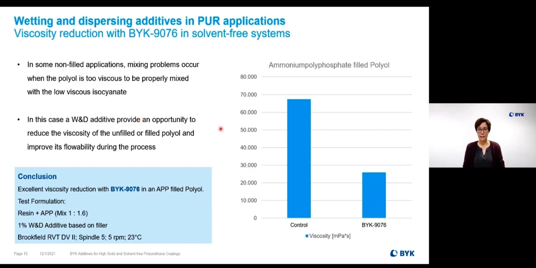You can see very easily that you achieve a lower viscosity with using BUC 1976, as compared to the control, which is here left-hand side. Also here, the focus was on the processability, which was achieved with 1976 in a higher filler load.